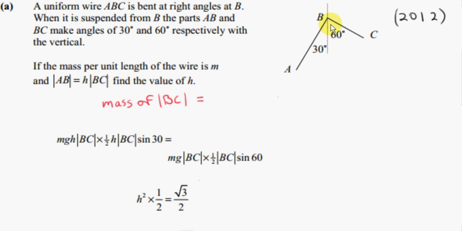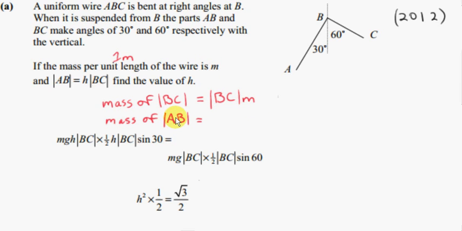Let's look at the mass of BC. Well, the mass per unit length, that means per meter, is m. So if we have BC meters, then the mass of BC meters is BC times m. 1 meter has a mass of m, so BC meters will have a mass of BC times m.